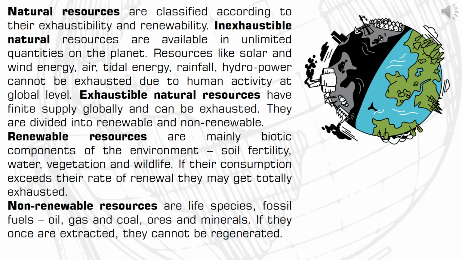Natural resources are classified according to their exhaustibility and renewability. Inexhaustible natural resources are available in unlimited quantities on the planet. Resources like solar and wind energy, air, tidal energy, rainfall, hydropower cannot be exhausted due to human activity at global level. Exhaustible natural resources have finite supply globally and can be exhausted. They are divided into renewable and non-renewable.